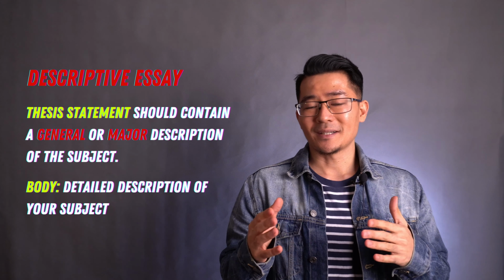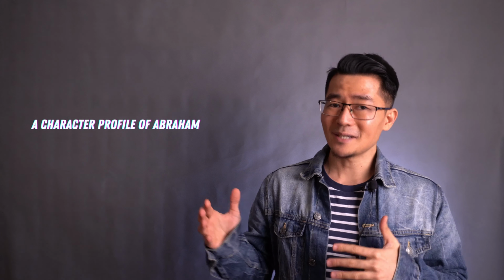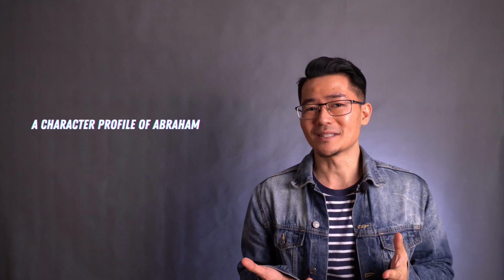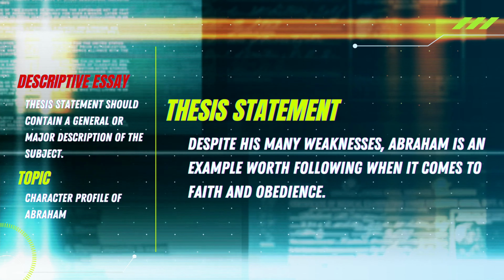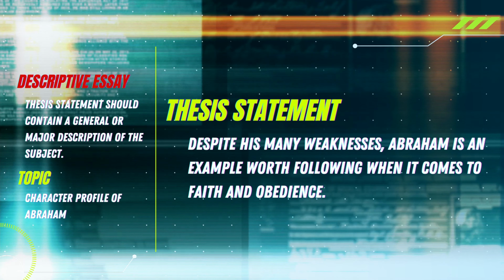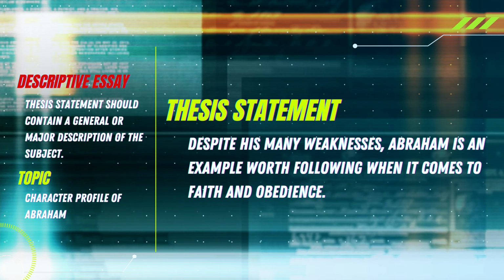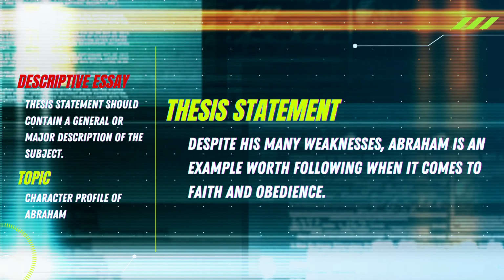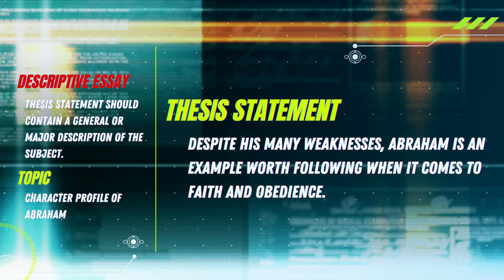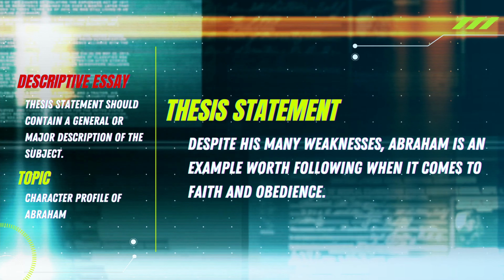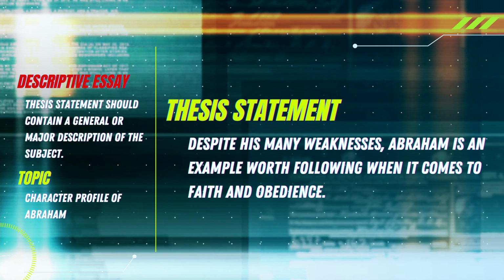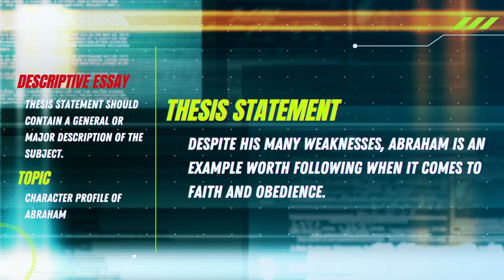For example, you're writing about a character profile of Abraham. So your thesis statement could be something like, "Despite his many weaknesses, Abraham is an example worth following when it comes to faith and obedience." So with this statement, you are giving your readers a general impression about Abraham. And in the body part of your essay, you can write about the specific qualities that make Abraham worth following, especially those qualities that have something to do with his faith and obedience.